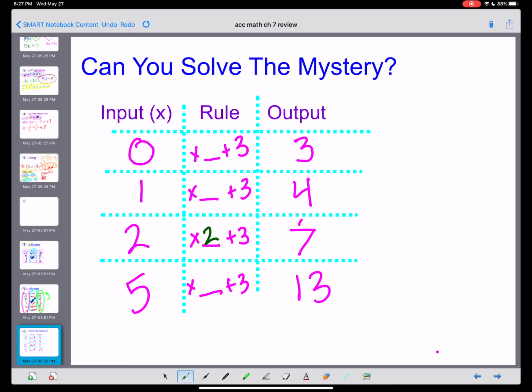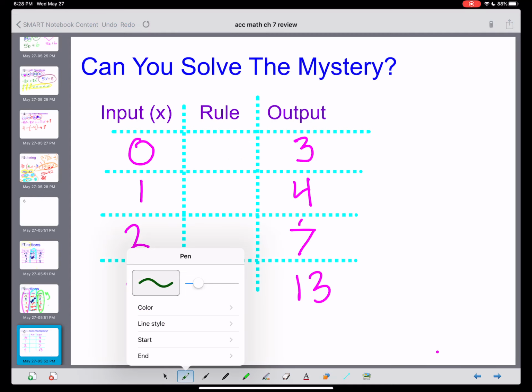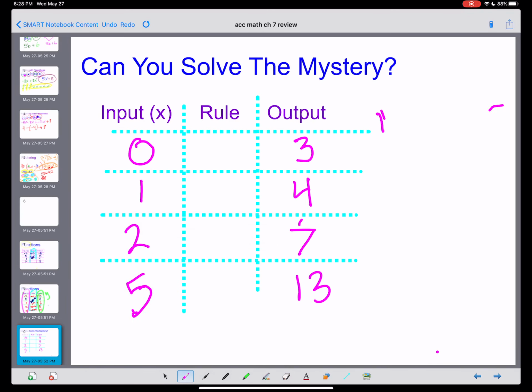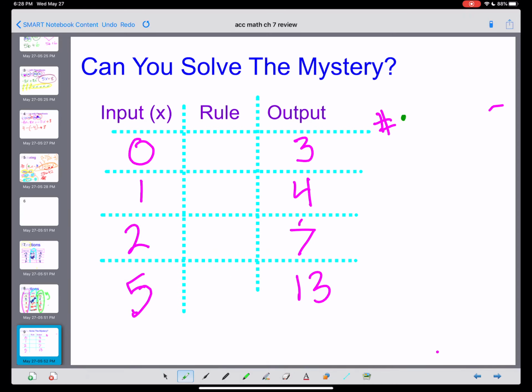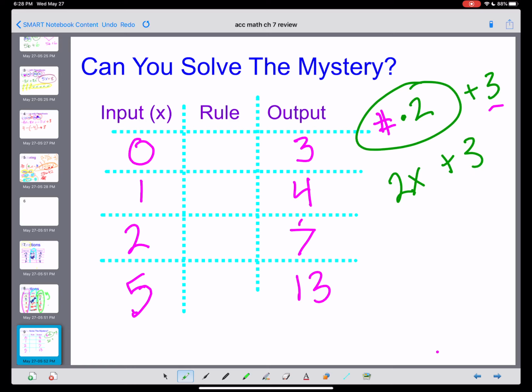Let's see if that works here. 5 times 2 is 10, and then 10 plus 3 is equal to 13. So it looks like I have solved the mystery function. Let me just fix that 5 here. It looks like whatever number I have, I take that number and multiply it by 2. And then after I've done that, I have to add 3. So if the number is x, we would write that as 2x plus 3.